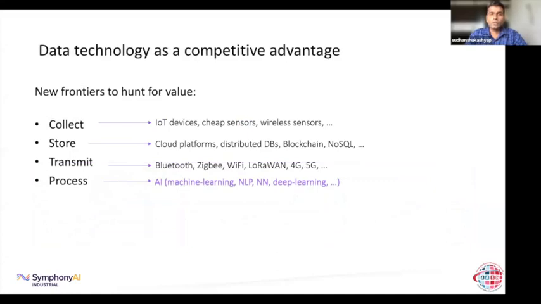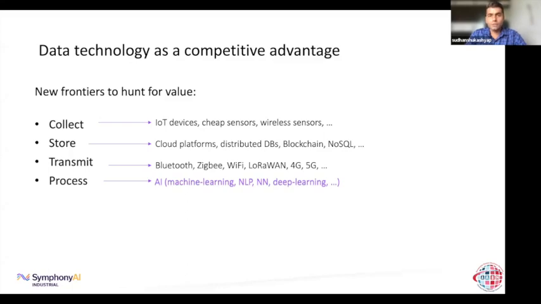So what are companies doing? They utilize data technology as a competitive advantage, and how do we do it? You need to do certain steps. The first one is collecting the data. We have IoT devices, wireless sensors, chip sensors, so we could install these sensors and collect the data. Once we collect it, we need to store it. For storage, we now have a plethora of technologies available: cloud platforms, distributed databases, blockchains, and you could do it in your local data store as well. And then there is also the data transmission part.